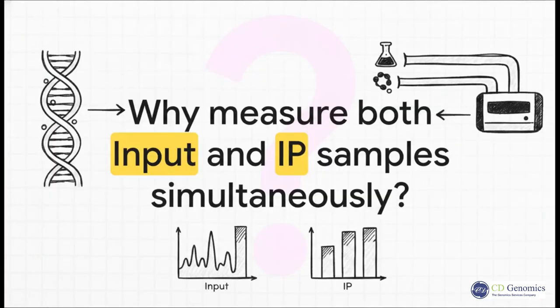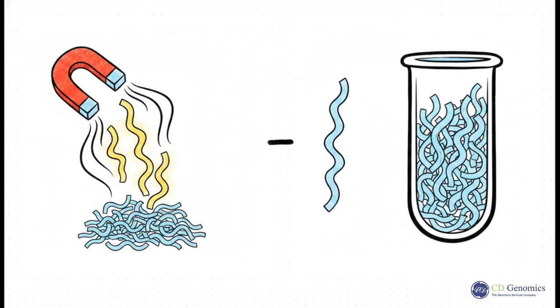But if you're actually running this in a lab, there's a really essential methodological question that always pops up. Why is it absolutely necessary to simultaneously measure both input and IP samples in your MeRIP experiments? Why run two parallel tracks just to answer one question? And this brilliantly illustrates the whole mystery-solving nature of the experiment.